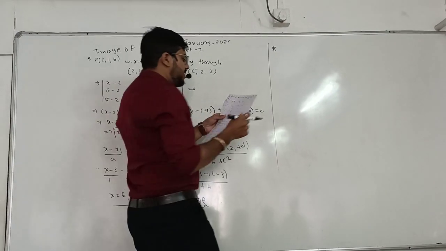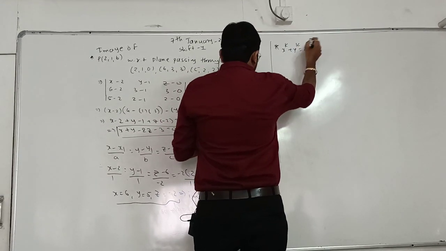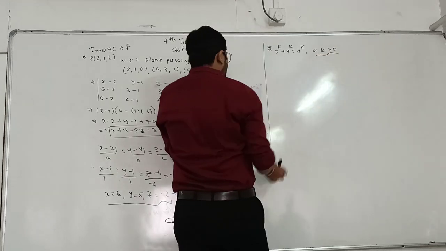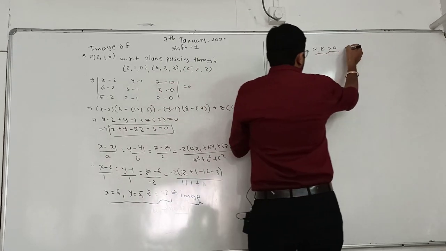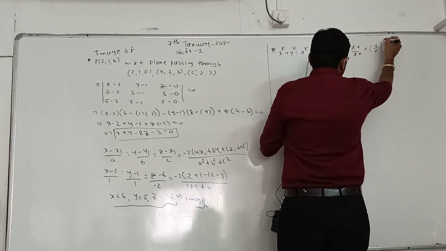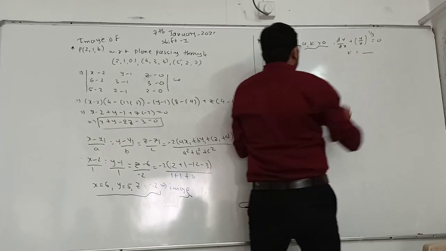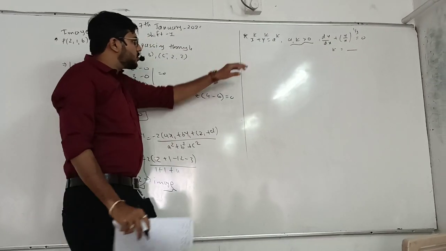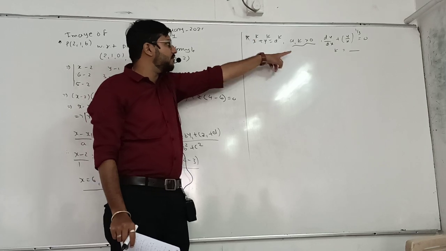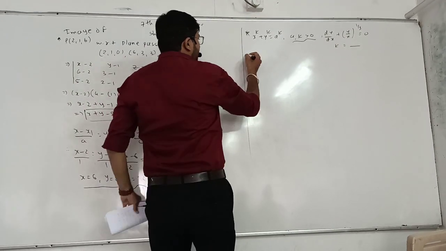One of the equations is given to you: x raised to k plus y raised to k equals a raised to k, with the condition a and k greater than 0, and it has a differential equation dy by dx plus (y by x) raised to 1 by 3 equals 0. Then we have to find out k equals dash. So one differential equation and its solution is given to you, and we have to find out the value of k.